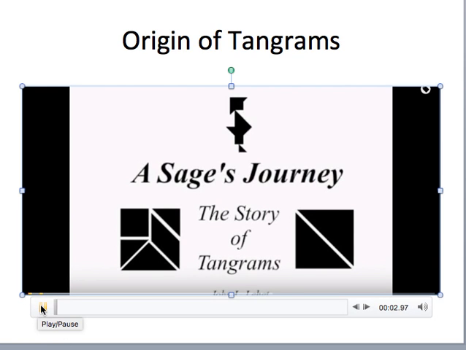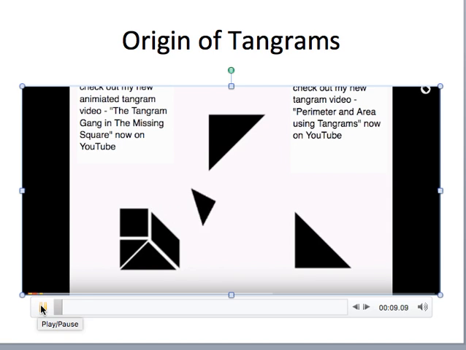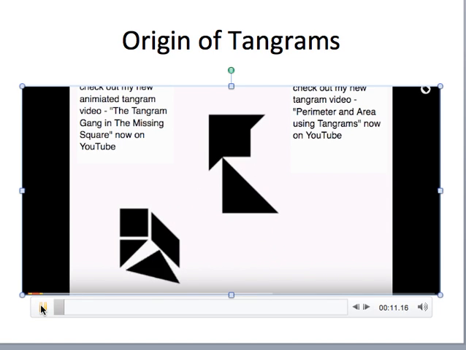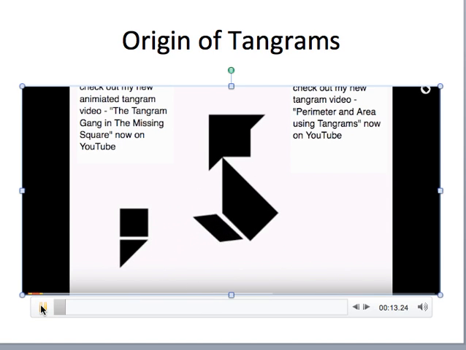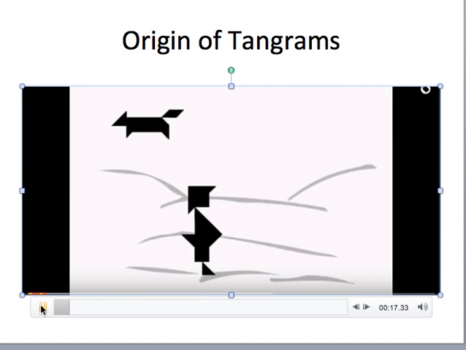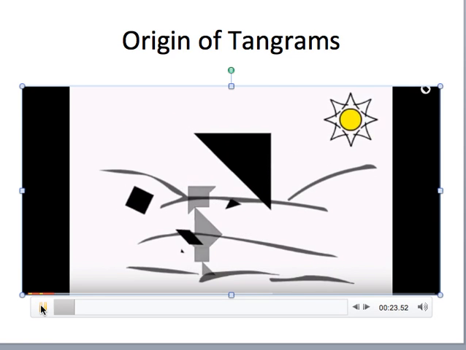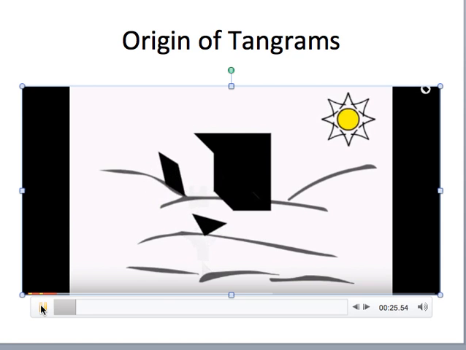A Sage's Journey, the story of Tangrams. A long, long time ago, in a faraway land, there lived a sage. A sage is a very wise man, and this sage was amongst the wisest. He had the cunning of a fox, the wisdom of an owl, and the memory of an elephant. Because of this, the king asked the sage to perform a most difficult and challenging task.